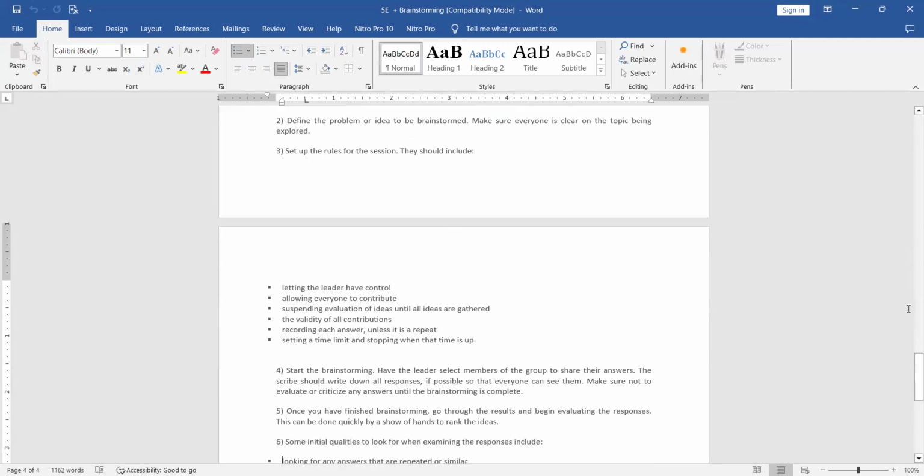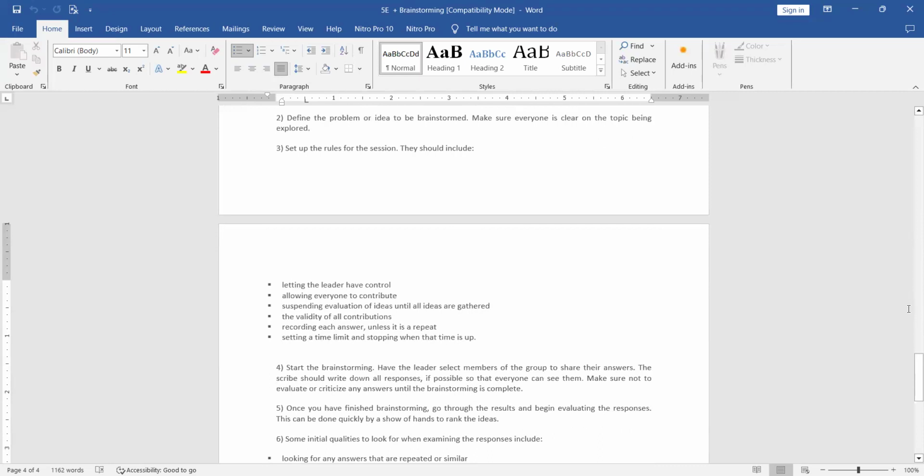What are the rules? Letting the leader have control. Allowing everyone to contribute. Suspending evaluation of ideas until all ideas are gathered. We say withhold feedback. Feedback is withheld. The validity of all contributions, whether it's right or wrong, it doesn't matter. All contributions are valid and respected. Recording each answer unless it is a repeat. Recording each and every response. If it is a repeat, you don't have to repeat it. Setting a time limit and stopping when that time is up.